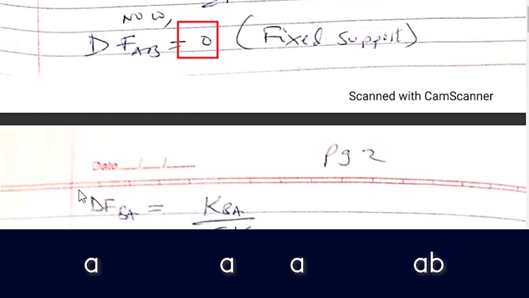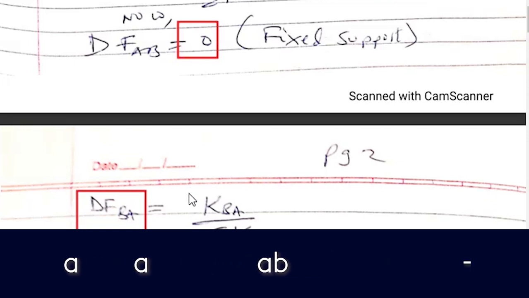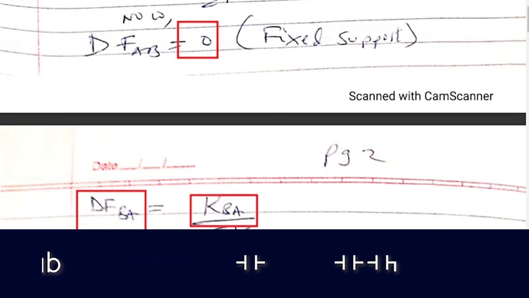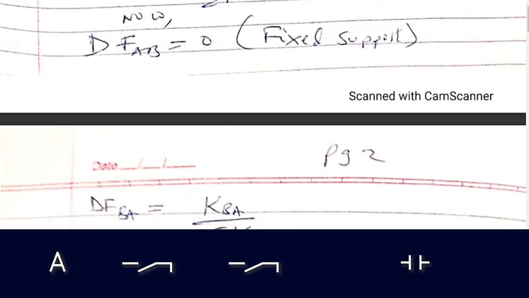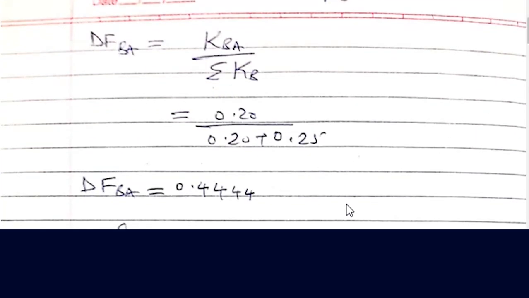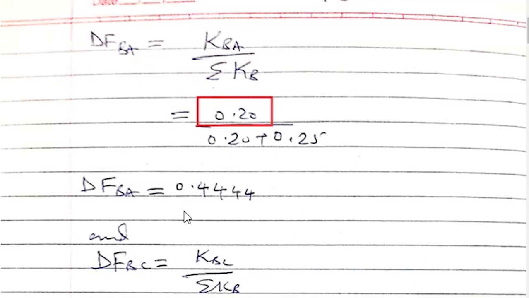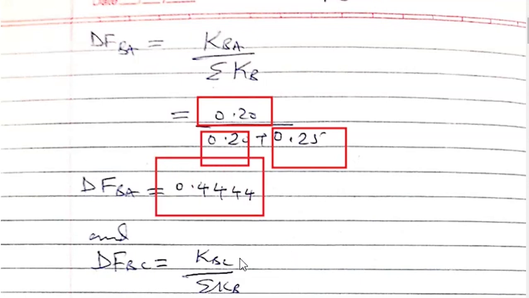Now, the same applies for the distribution factor BA. As we said, it is the ratio of KBA over the summation of K at support B. So you sum the K at BA, as we calculated there, which is about 0.20, and the summation of left 0.2 plus the right 0.25. On calculation, it is about 0.444. This will be the distribution factor for the member BA.